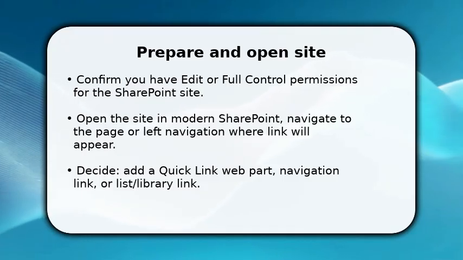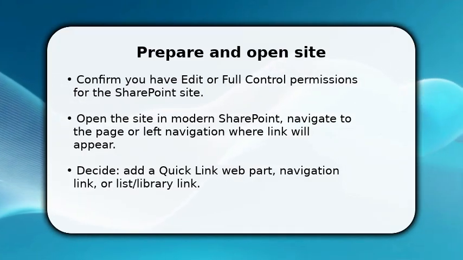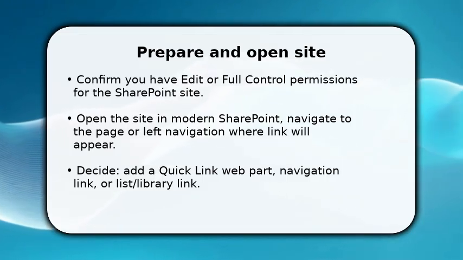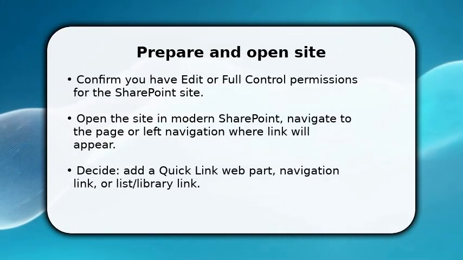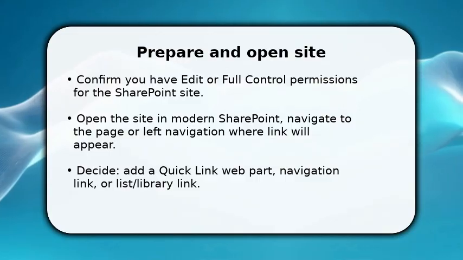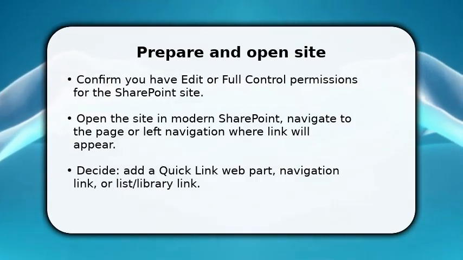You already have permissions and a target page. Now begin. Open the SharePoint site in Modern View and go to the exact page or site navigation area where the link should live. Choose the link type up front: a quick links web part for pages, the left site navigation for global links, or a library/list link to point to content. Once decided, click Edit on the page or Settings, change the look navigation to enter the editing mode, and prepare to add your first link.